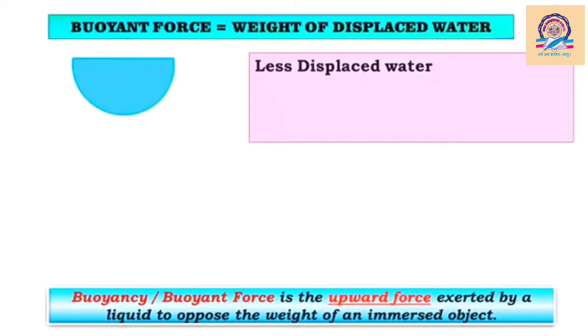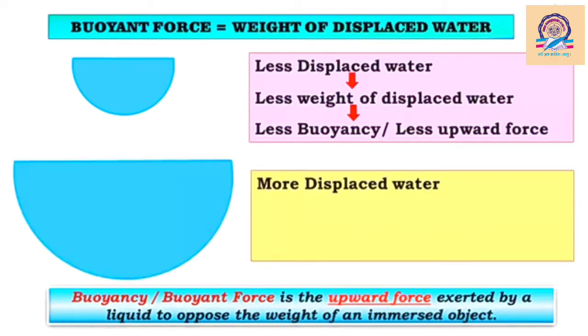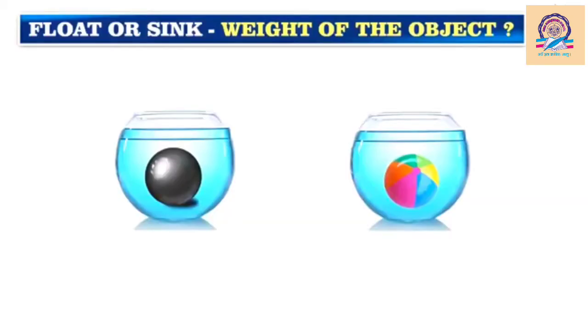Less displaced water means less weight of displaced water. So less buoyancy, that is less upward force. But more displaced water means more weight of the displaced water. So more buoyancy or more upward force. So this is about the weight of the displaced water.